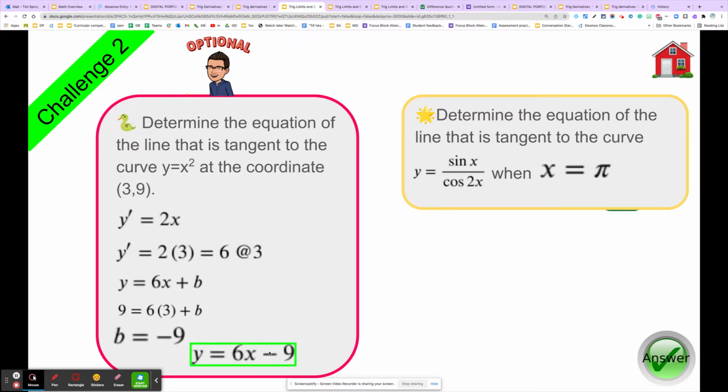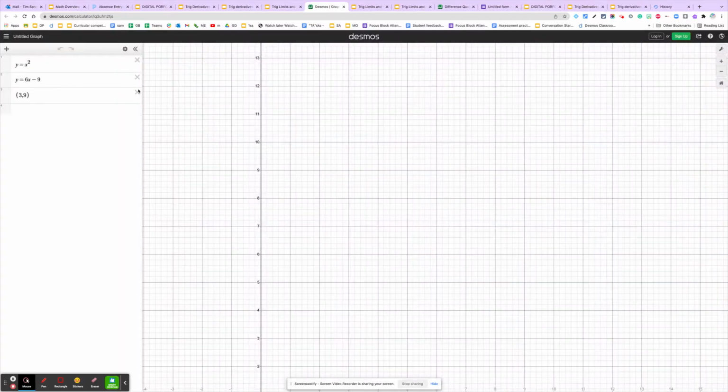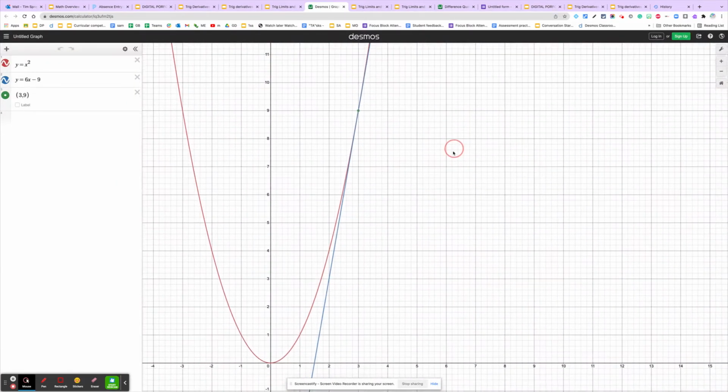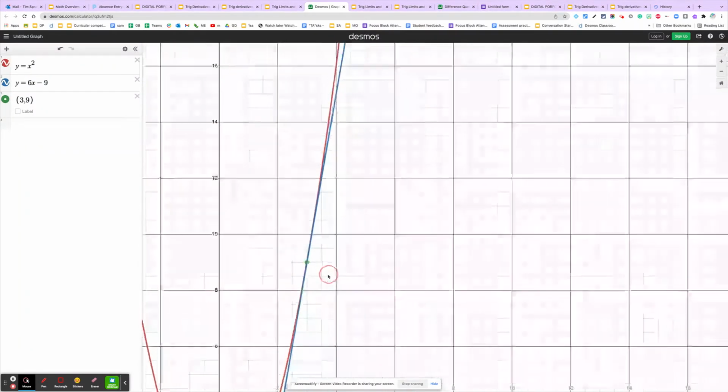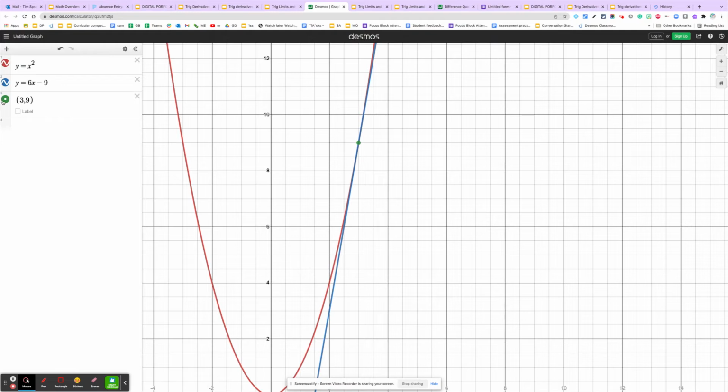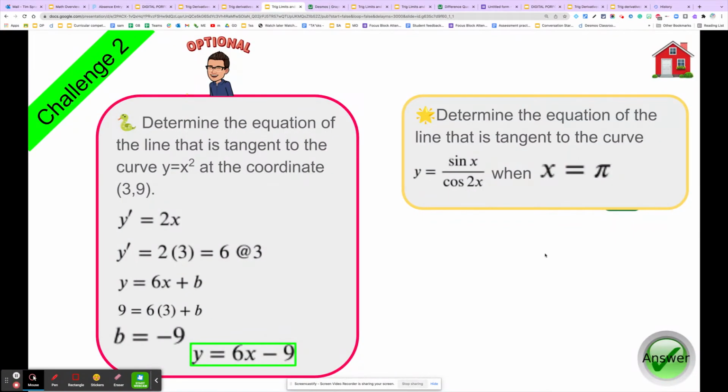I'm going to go ahead and graph this in Desmos just to make sure it's true. Here is our parabola. Let's put it in a view that we can see a little better. There's my line. That sure looks like we got it. There's the coordinate at (3, 9), there's the tangent line, and there's the curve. So it looks pretty good to me.